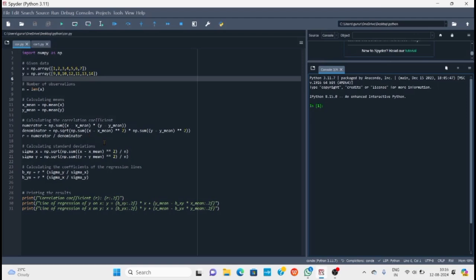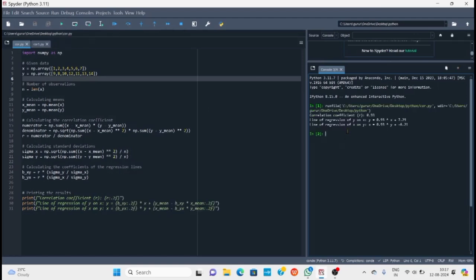We'll find the standard deviation: sigma x is equal to the square root of summation of (x minus x mean) whole square divided by n, and sigma y is equal to the square root of summation of (y minus y mean) whole square divided by n. Calculating the coefficients of the regression lines using r into sigma y by sigma x and r into sigma x by sigma y. So we will print the correlation coefficient and lines of regression.